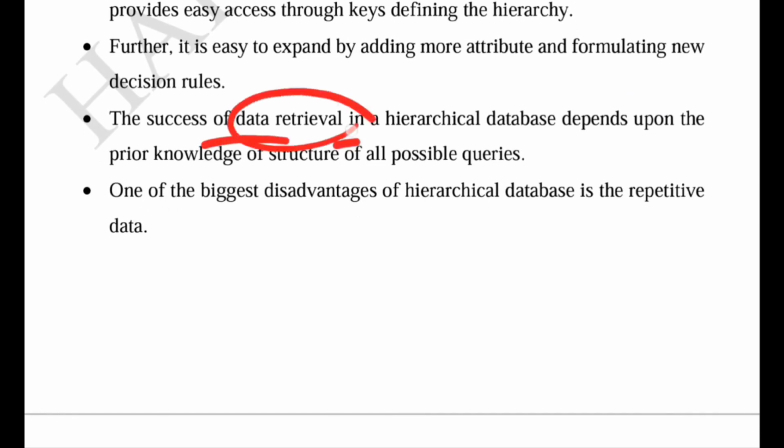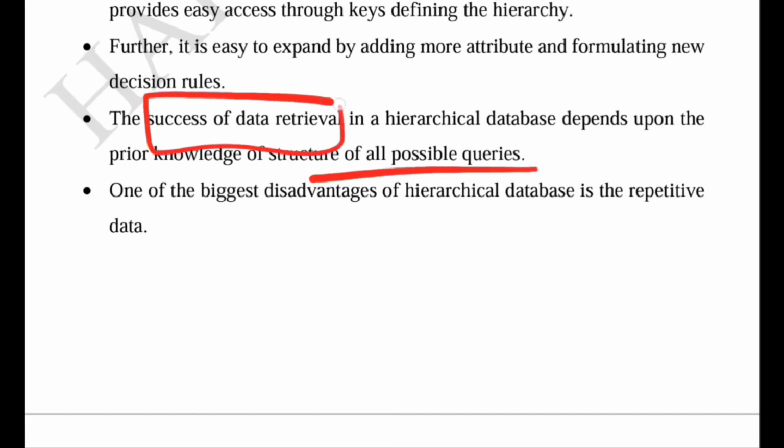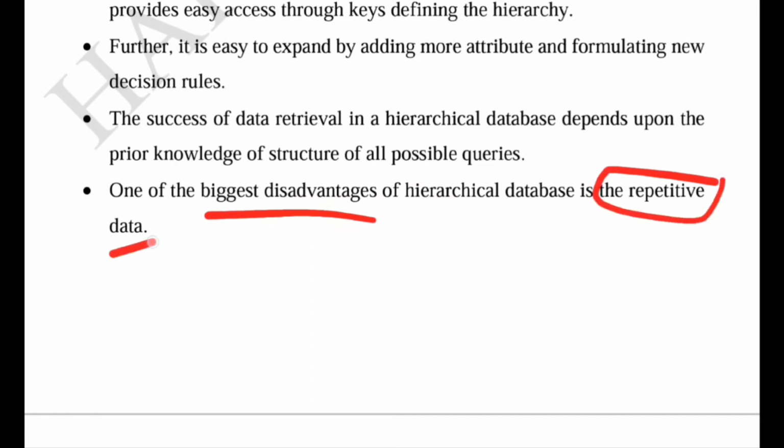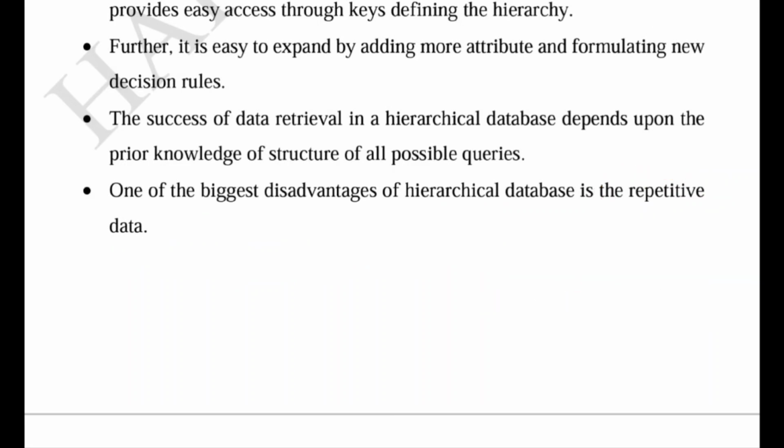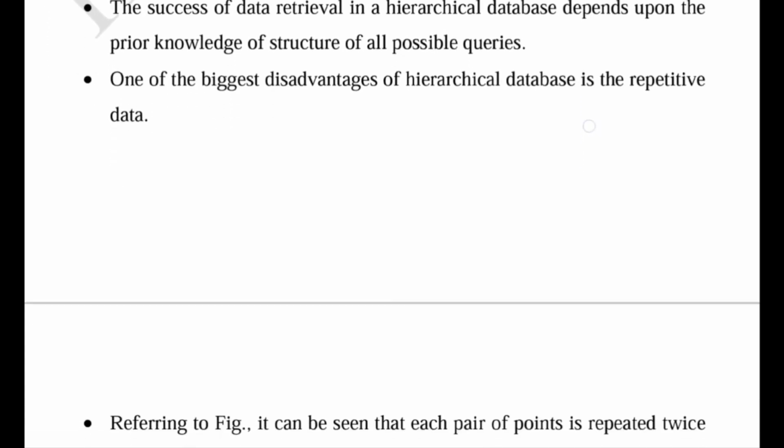So success of data retrieval, meaning how important the data retrieval is, can be achieved on the basis of prior knowledge of the structure of all possible queries. So it can be successful for data retrieval. And what is the disadvantage of this? The biggest disadvantage is the repetition of the data, mostly in the case of child segments. So it requires more space and more time to retrieve the data. Other disadvantages are that it is rigid and inflexible in nature.